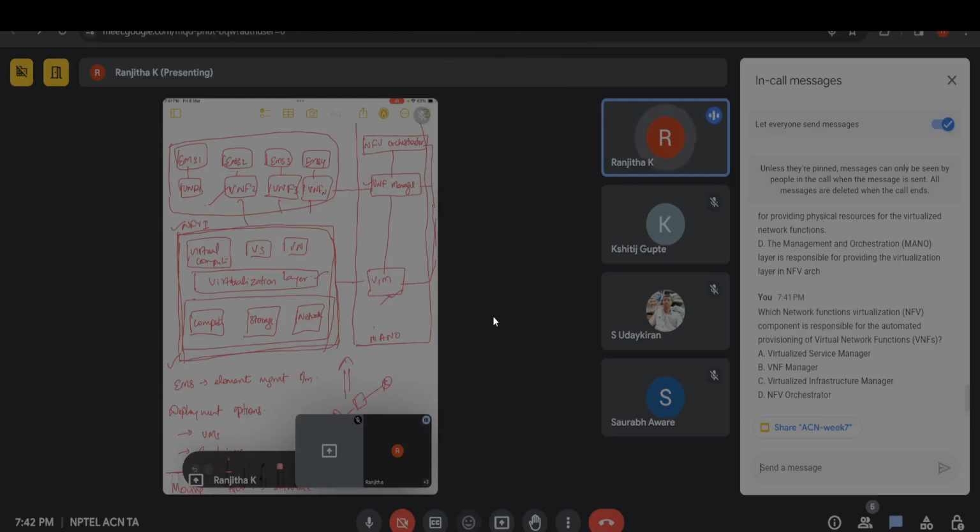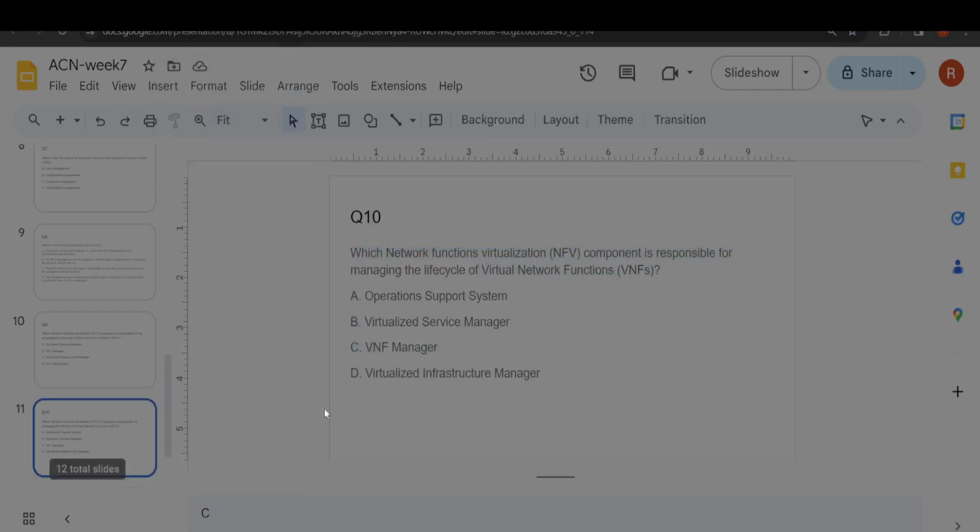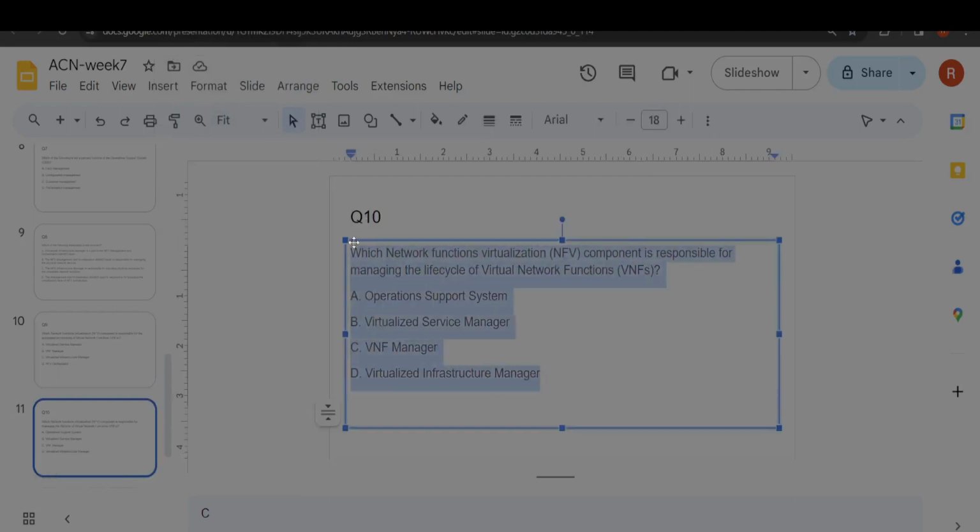Yeah, so the automated provisioning is taken care of by the NFV orchestrator. It is the function of the NFV orchestrator to completely do the automated provisioning. Complete provisioning is taken care of by the NFV orchestrator. So the answer here is D. Answer is D. And this is the last question.